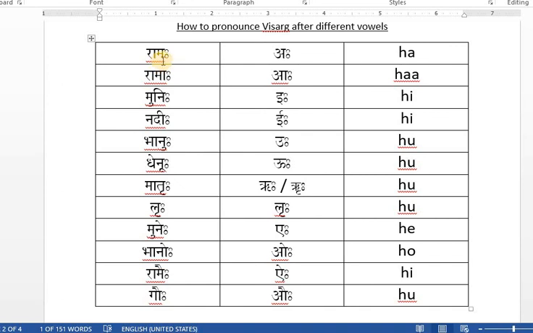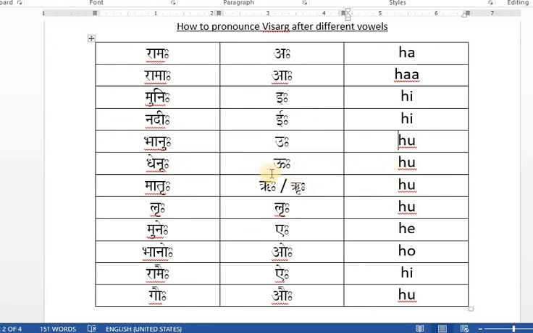How to pronounce Visarga after different vowels. Here you read Rama ha. What sound is there in that? A. So aha, it is called ha. After short i, Muni, Visarga should be pronounced as hi. After long i, also hi. After u, Bhanu, Visarga, Bhanu, hu. Visarga should be hu. Then Denu, Visarga should be pronounced as hu.